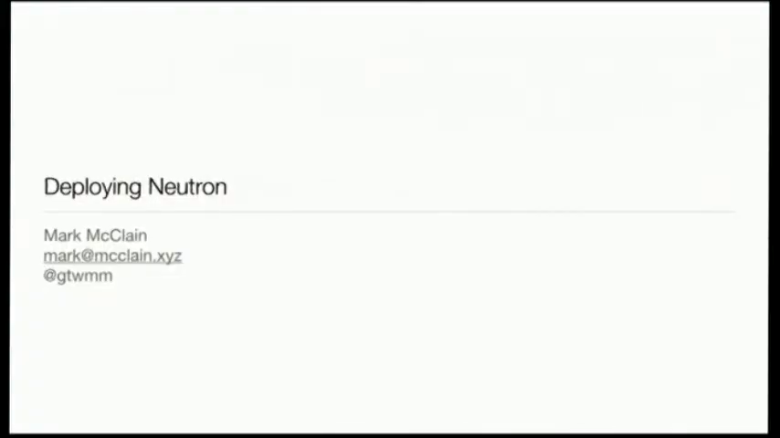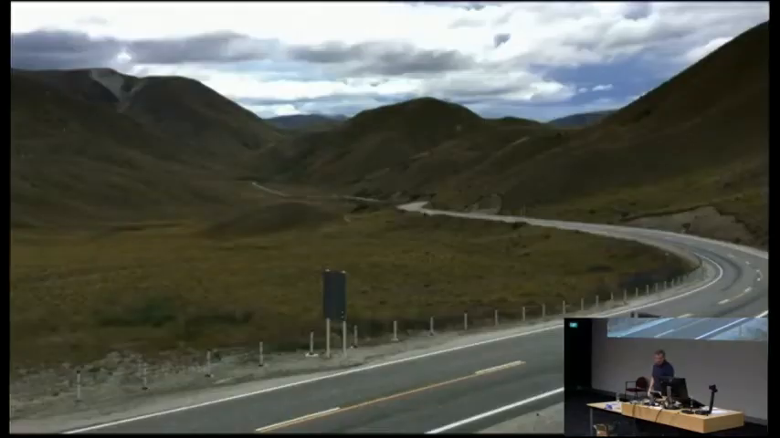My name is Mark McClain. I am the former PTL of Neutron. So I want to talk a little bit about deploying Neutron, and a little bit about where we're going today. For some, Neutron can be kind of this long, winding road. You don't know what's behind the next hill.